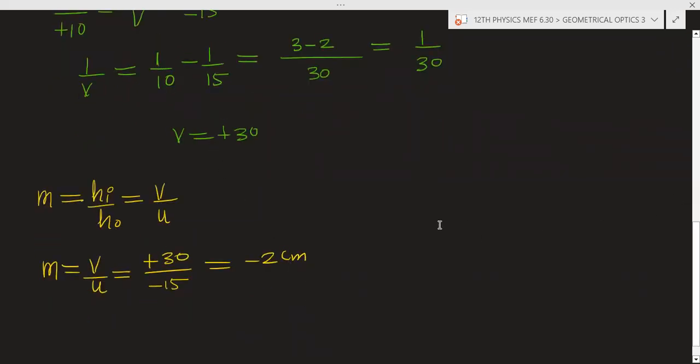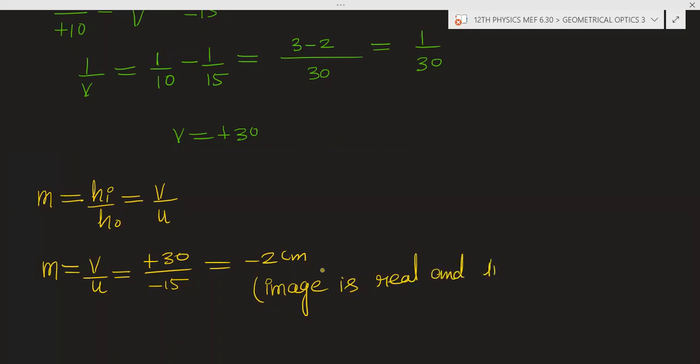I told you that if the magnification is negative, then you will say the image is real and inverted. So image is real and inverted. If magnification comes out to be positive, then we will say the image will be virtual and erect.